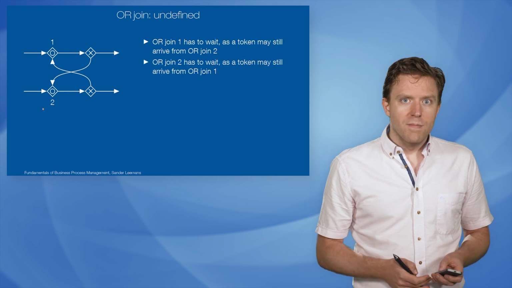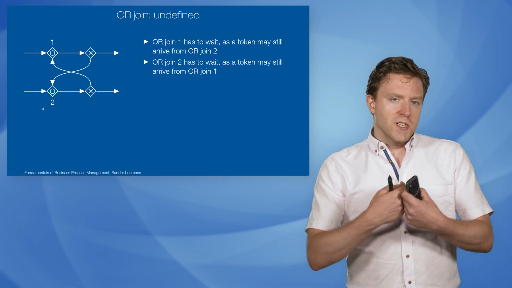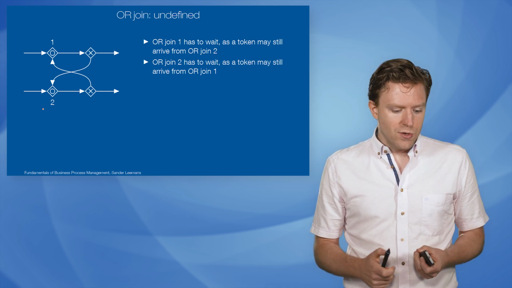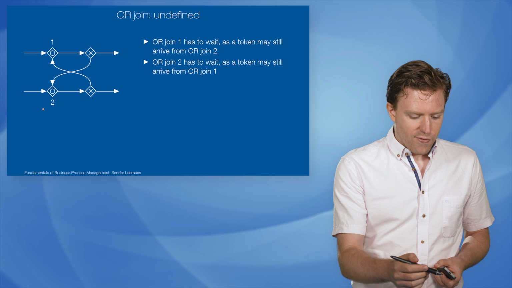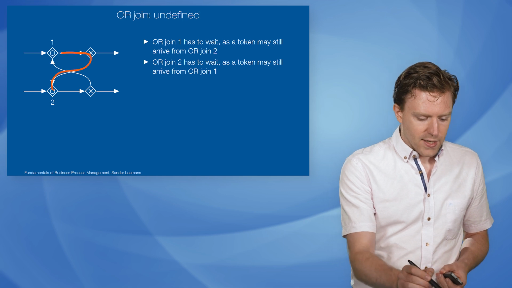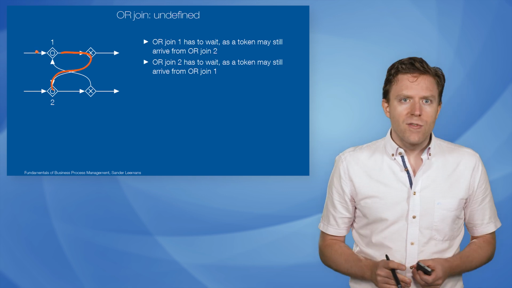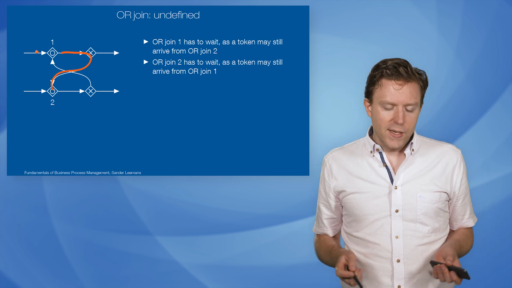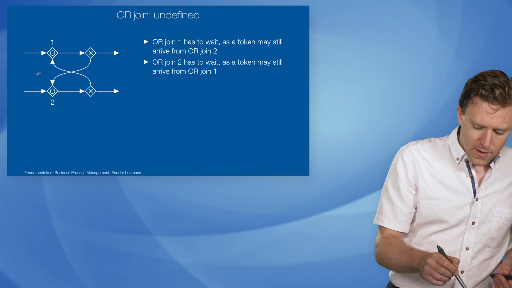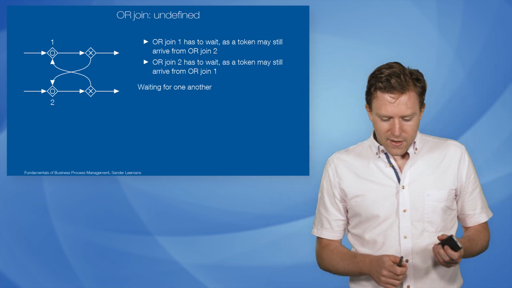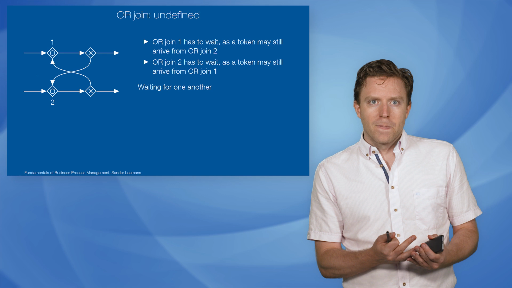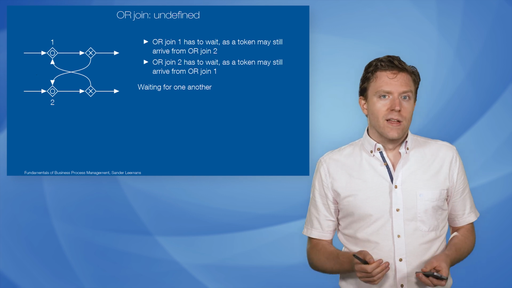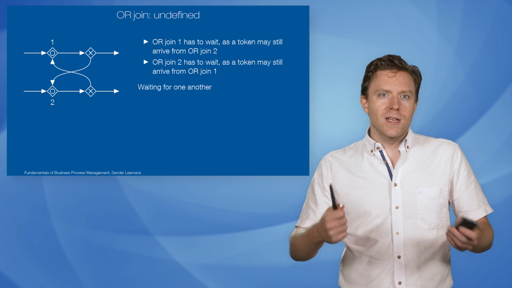and now comes the mean part, this model is completely symmetric. So we can do the same for OR join 2, and if we follow the same reasoning, then if there's a token before OR join 1, then OR join 2 also has to wait, obviously. It's a completely symmetric model. So they are waiting for one another. This is never going to end, so you would say we are in a deadlock.